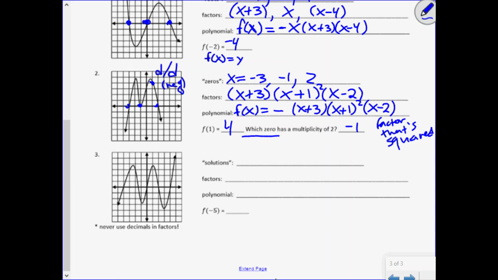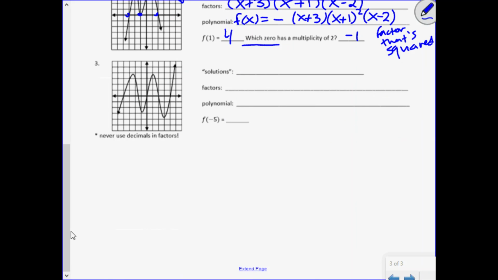Alright, let's try the last one. This one's a little bit crazy. Alright, first things first, what is the end behavior? Down, up. So what does the leading coefficient need to be? Well, that needs to be positive. So that just means I'm not going to add anything when I write the final product.